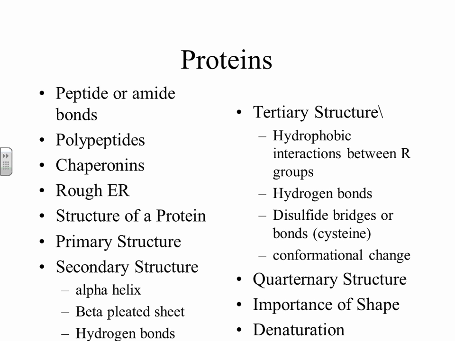Let's start with level number 1, primary structure. The primary structure is very simple. It's what amino acids are in that protein and what order those amino acids are in. Which amino acids are in here? Out of the 20, which one goes first? Which one goes second? Which one goes third? Which one goes fourth? So it's which amino acids are in the protein and what order they are in. That's the primary structure.